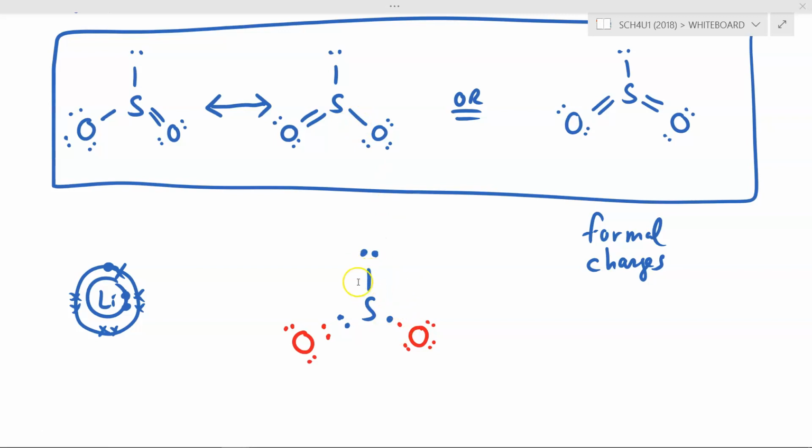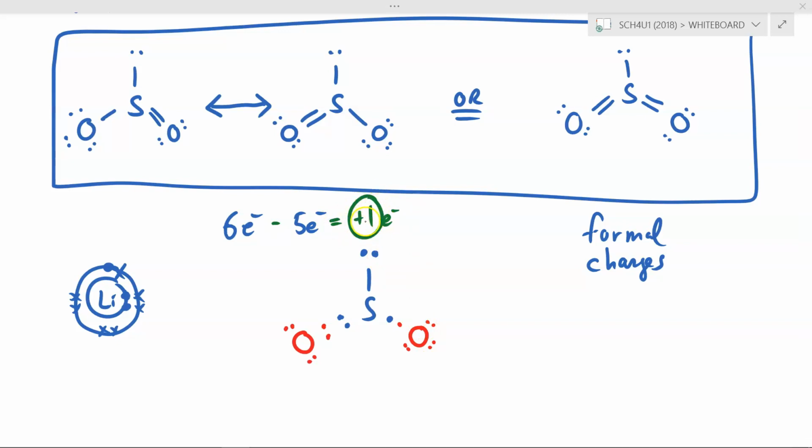Now sulfur normally has 6 valence electrons. But take a look at this. This sulfur has 1, 2, 3, 4, 5 electrons that belong to it. So if we look at how much it should have versus how many it currently has, we see that this sulfur is currently missing 1 electron.